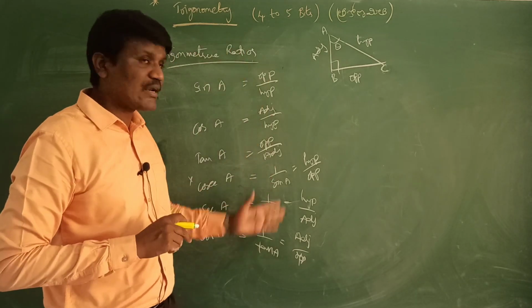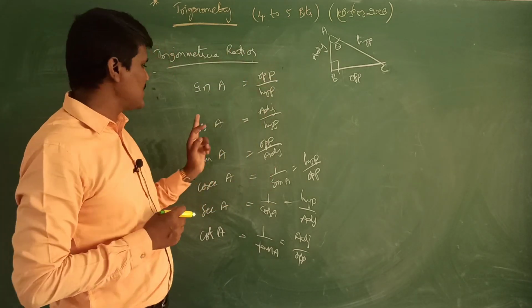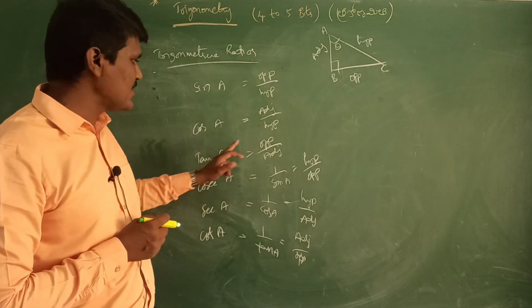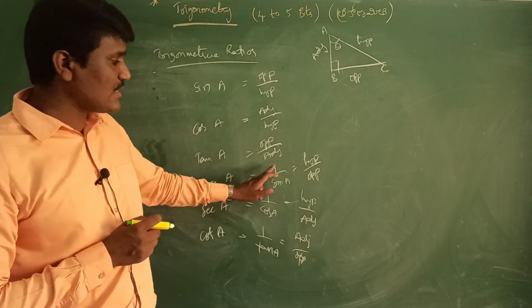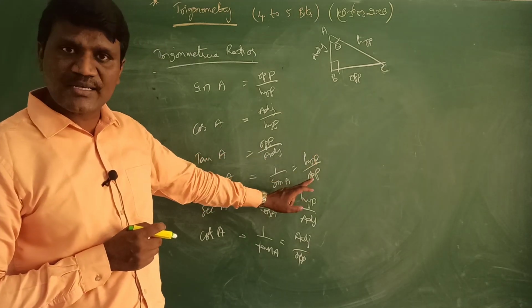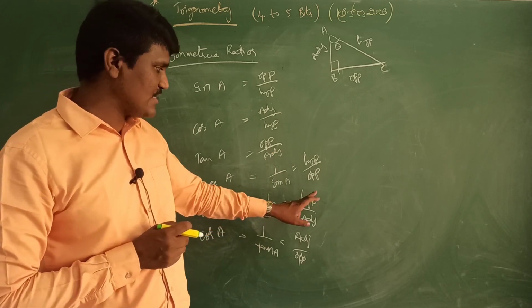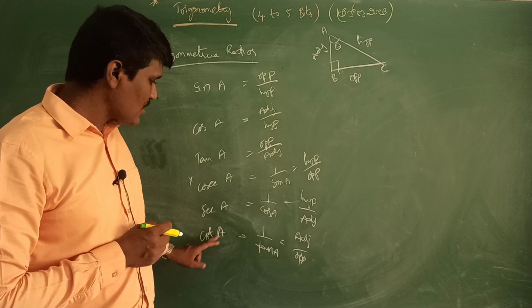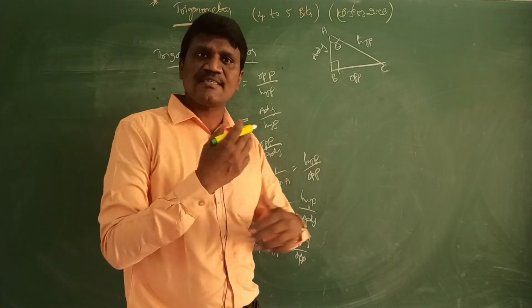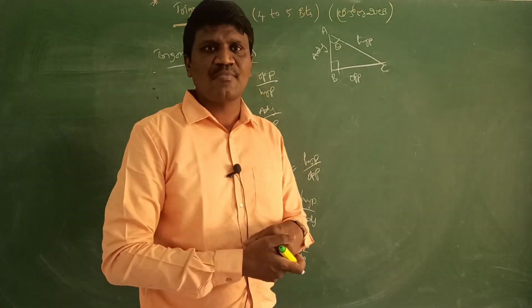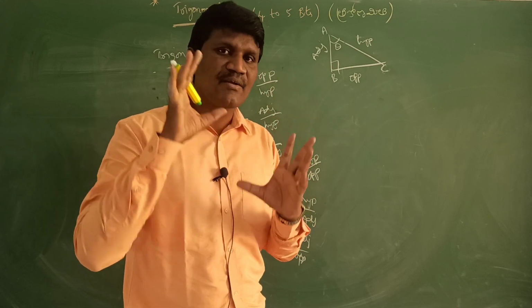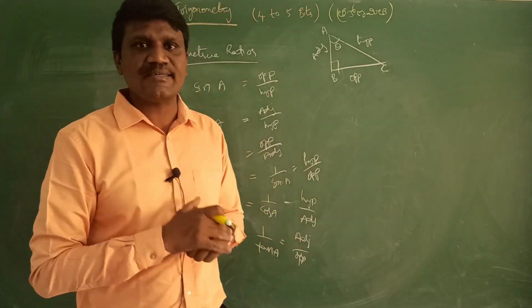So these are the trigonometric ratios. Sin A is opposite by hypotenuse, cos A is adjacent by hypotenuse, tan A is opposite by adjacent. Cosec A is the reciprocal of sin A, which is hypotenuse by opposite side. Sec A is the reciprocal of cos A, which is hypotenuse by adjacent side. Cot A is 1 by tan A, the reciprocal of tan A, adjacent side by opposite side. So these are the trigonometric ratios based on the sides.